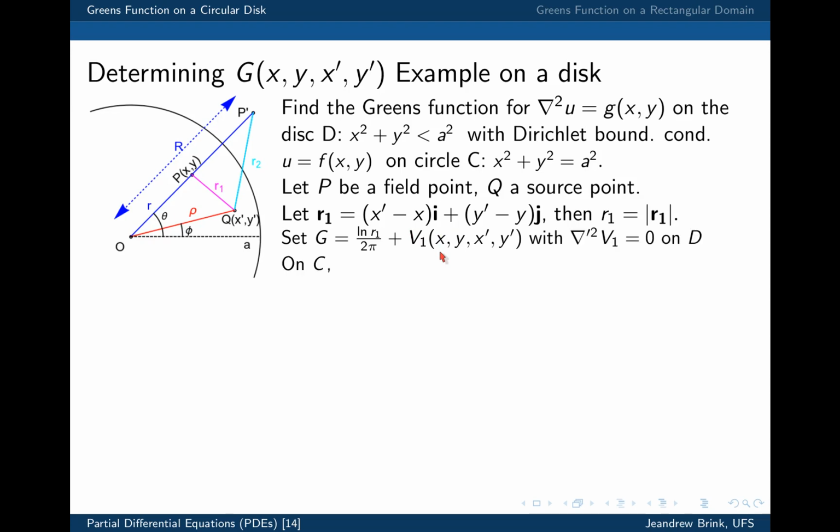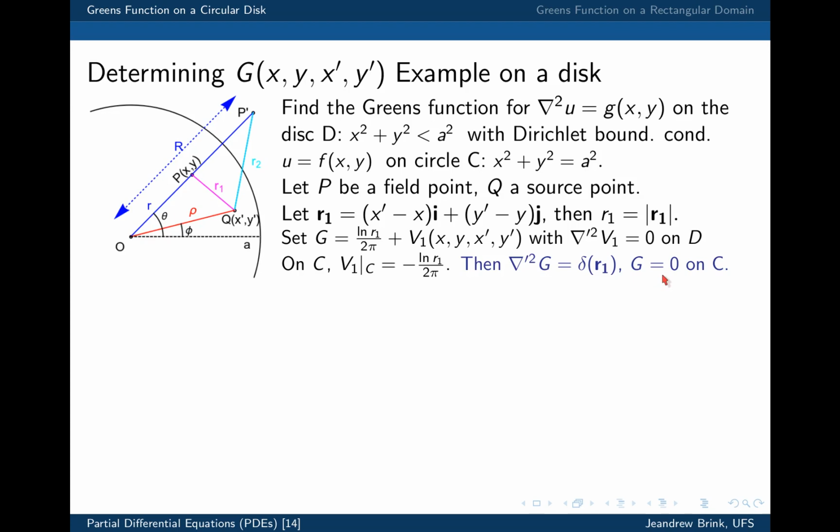Okay, what we have to solve for is that V1 has to obey Laplace's source-free equation on the disk, and on the boundary C, V1 is equal to minus the ln of R1 on the boundary, divided by 2 pi. And if we do that, then we've got a valid solution for our Green's equation, and that obeys both the source term, or the differential equation, and the requirement that G is equal to 0 on the boundary. That's consistent with Dirichlet boundary conditions.